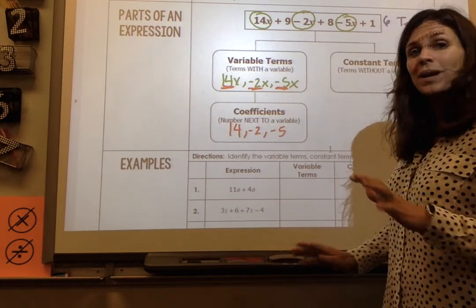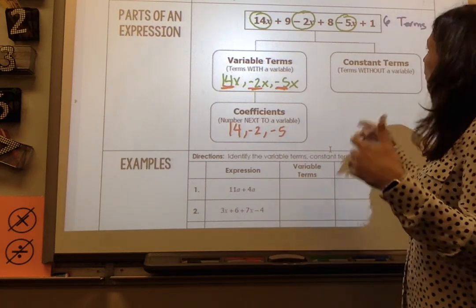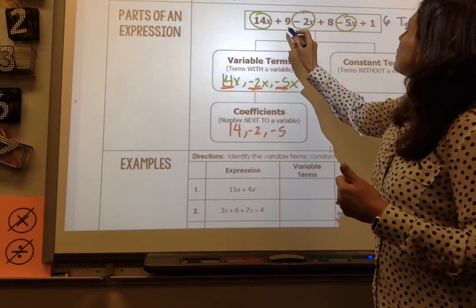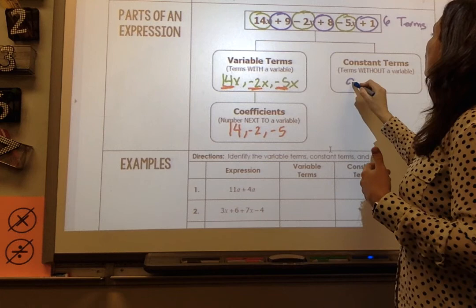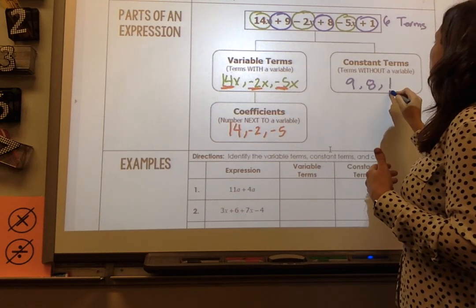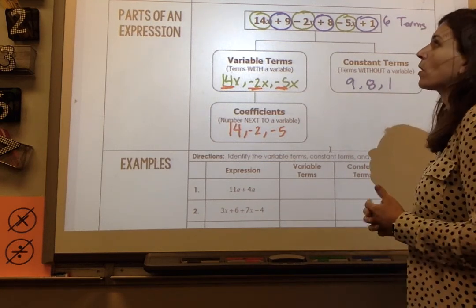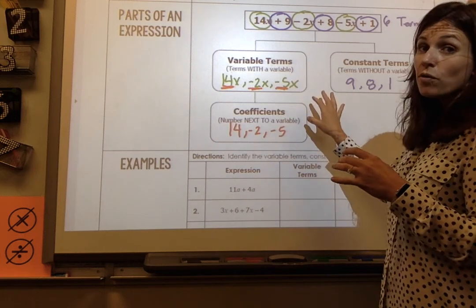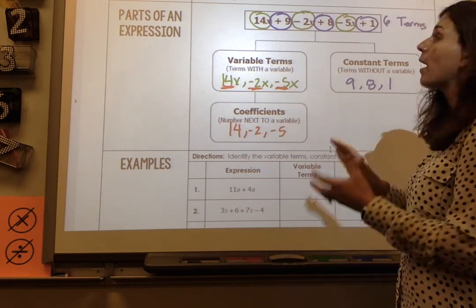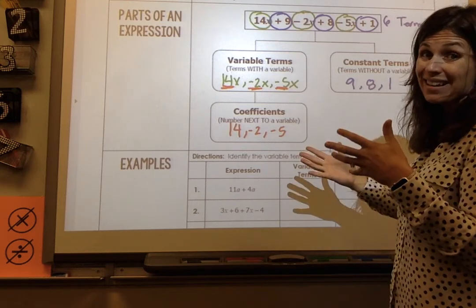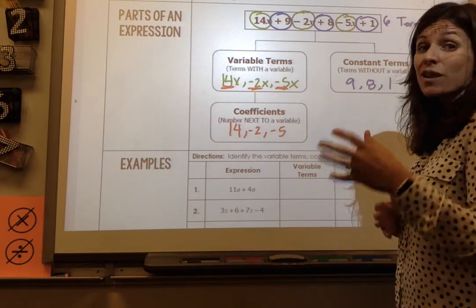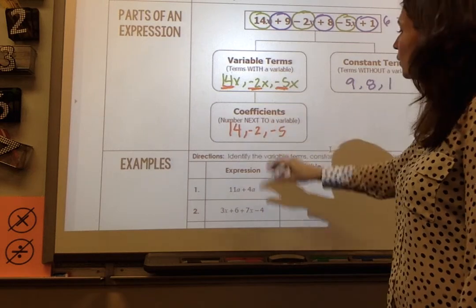The constant term is the number that stands alone. So nothing else is attached to it. So I have positive 9, positive 8, and positive 1. Those are all constant terms. It's just the number that we're working with. So it's very important that you note these 3 vocabulary words. I can even throw terms in. Terms is anything that's just separated by a positive or a negative. So that's what it looks like.